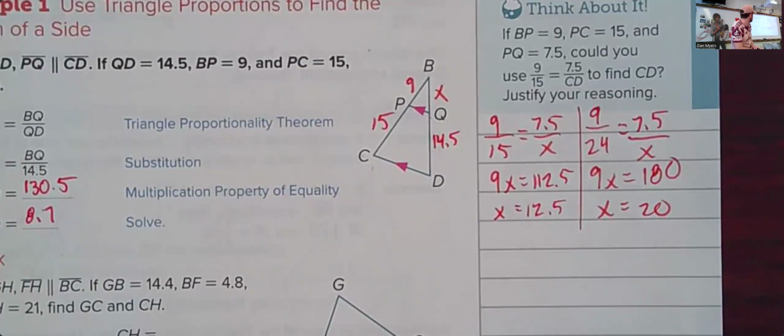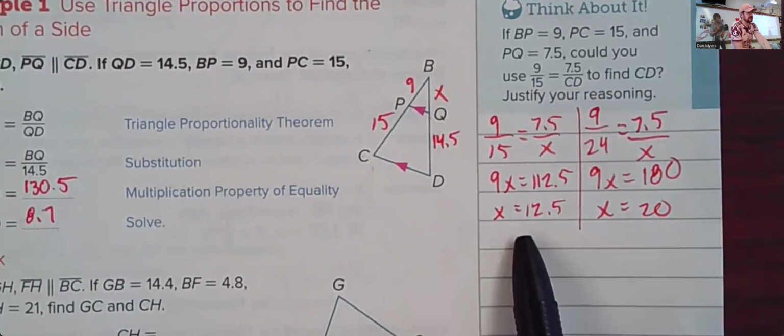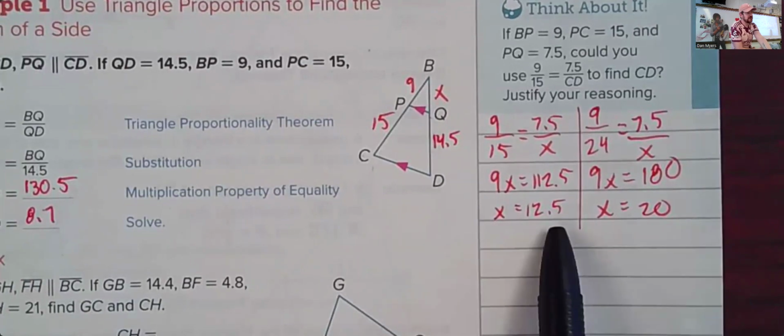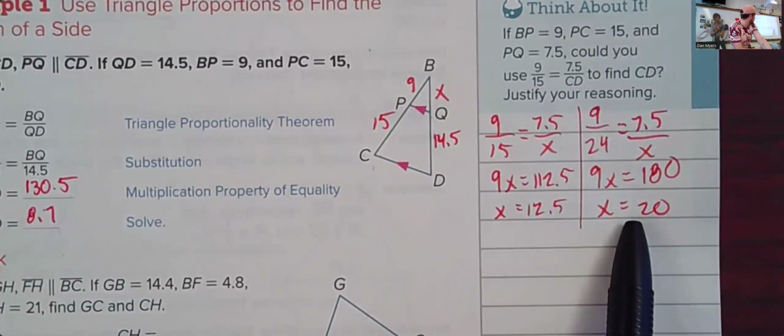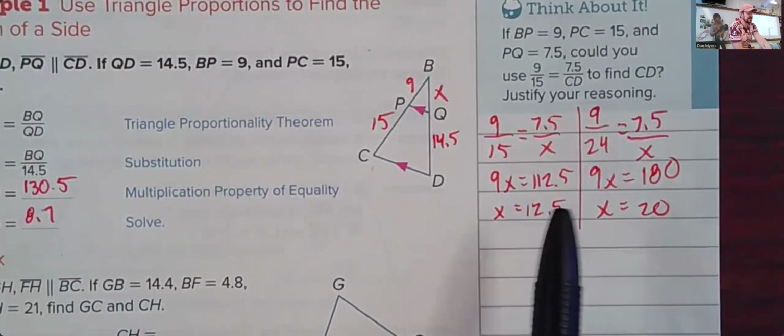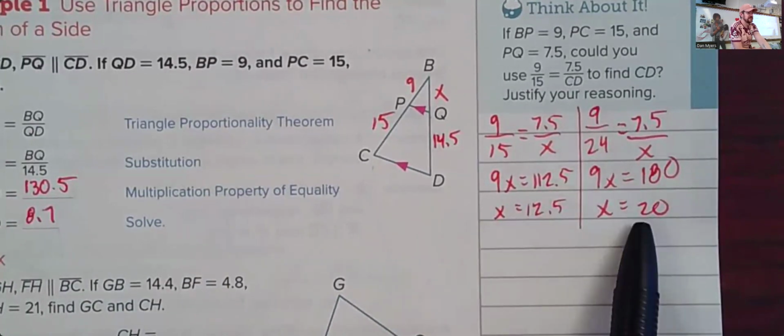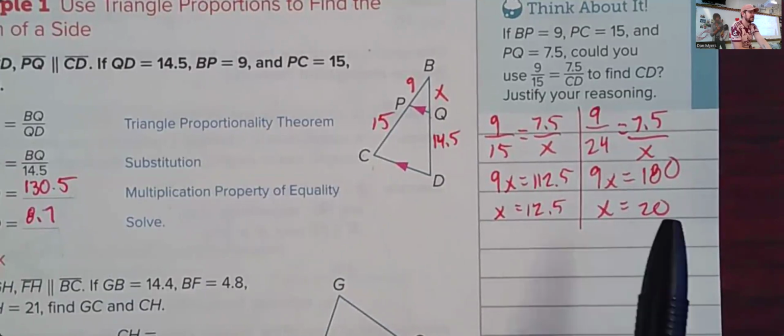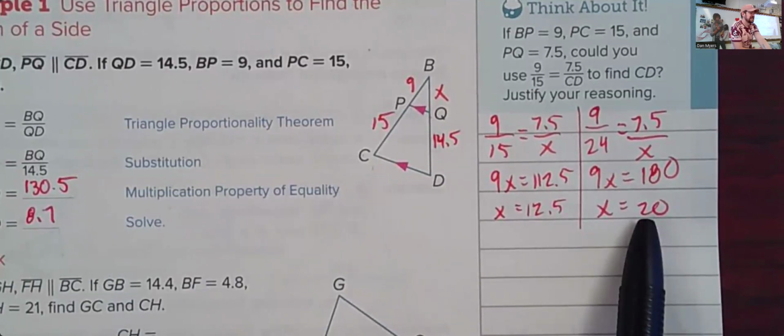So if we use the triangle proportionality theorem on the left that we just learned, we would get an X value of 12.5. If we use similar triangles like we did before, we get an X value of 20. Probably 12.5. How would we have done this previously? Would we have done it like this on the left or like this on the right? We would have done it like this on the right. So it's going to be this.